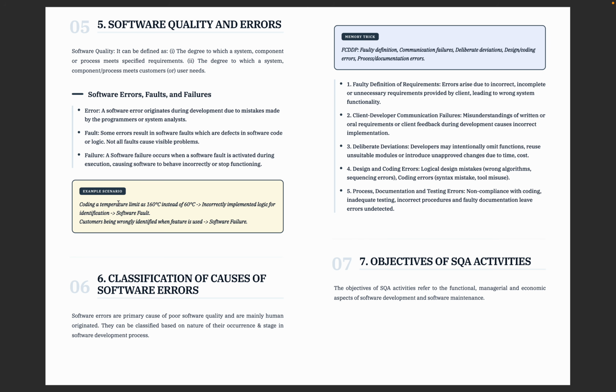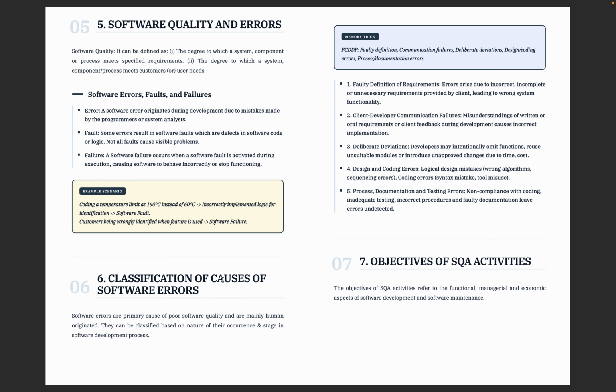Coding a temperature limit as 160 degrees Celsius instead of 60 degrees. This is the example they give, an incorrectly implemented logic. Okay, logic for identification, software fault. Customers being wrongly identified when features, software fail.